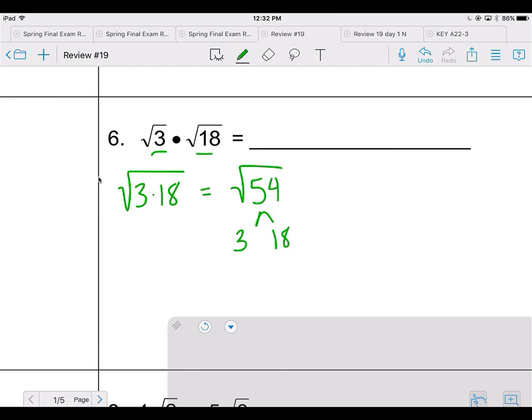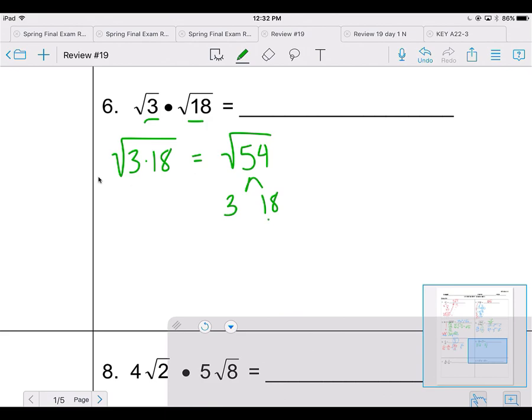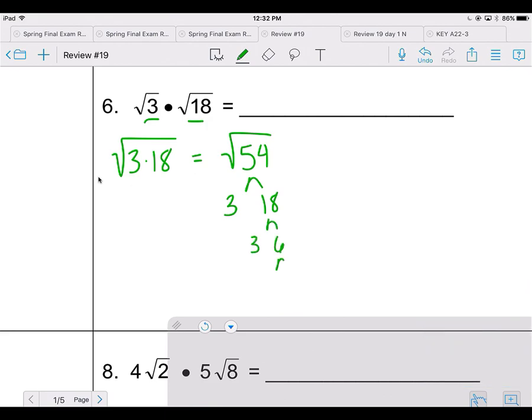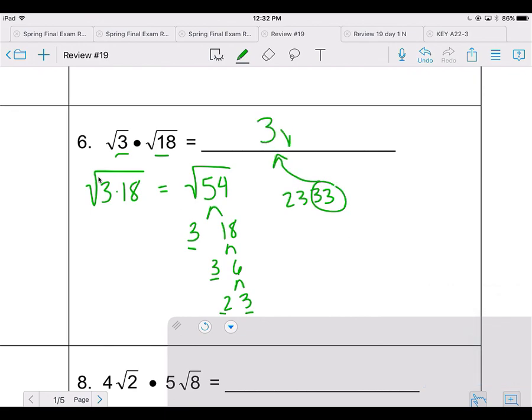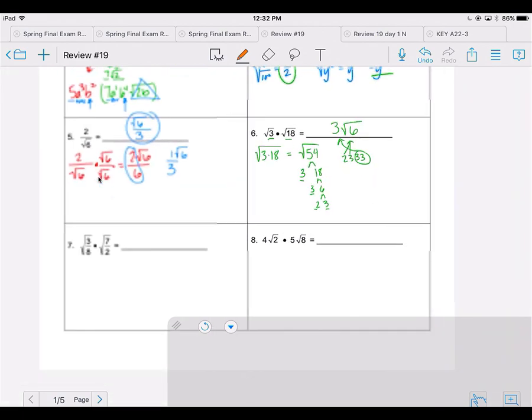54, we obviously know is 3 times 18, because we just did that. 18 is 3 and 6. 6 is 2 and 3. So I have 2, 3, 3, 3 as my factors. I can take out a set of 3's, and I have a 2 and a 3 left inside, for a total of 6 left under the square root. So remember, with multiplication, you do the multiplication first, then simplify at the end.